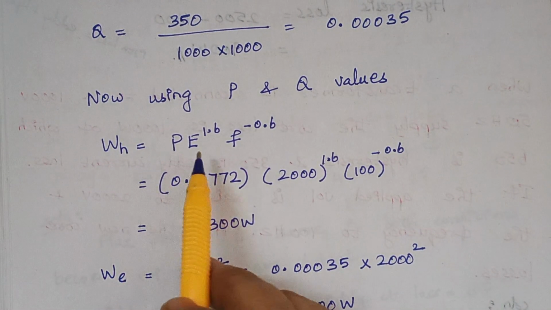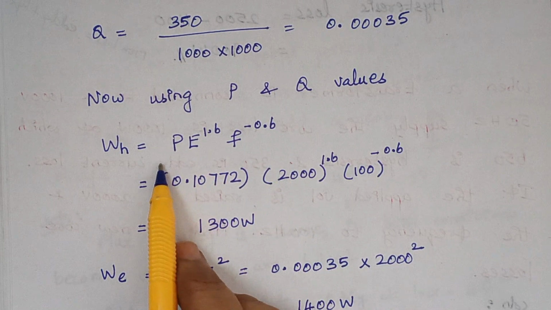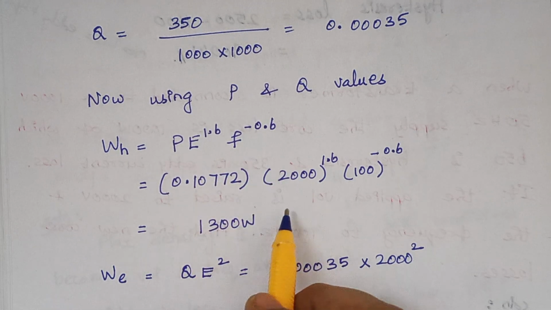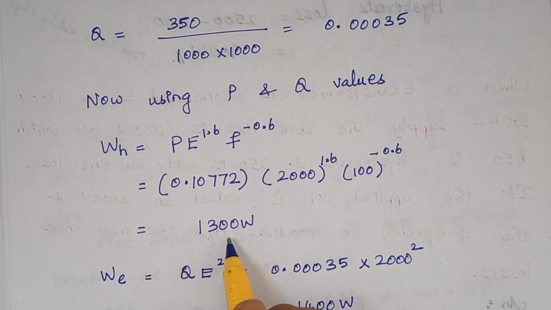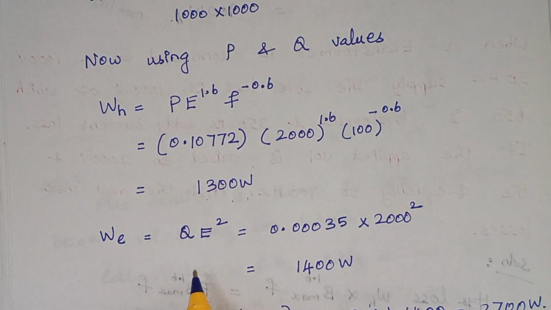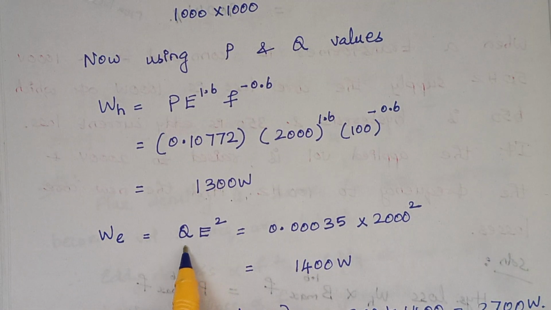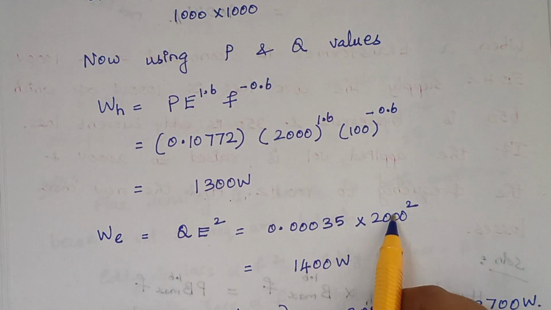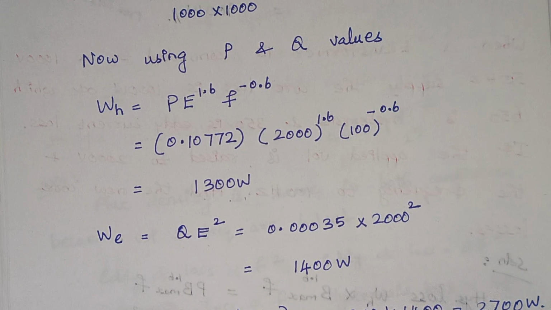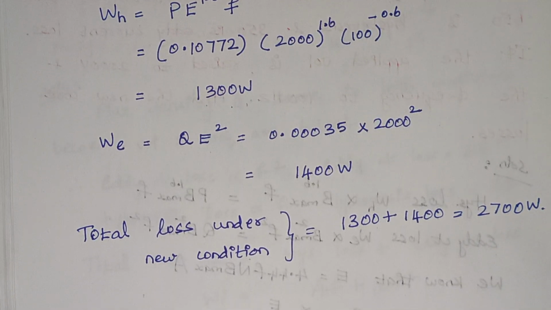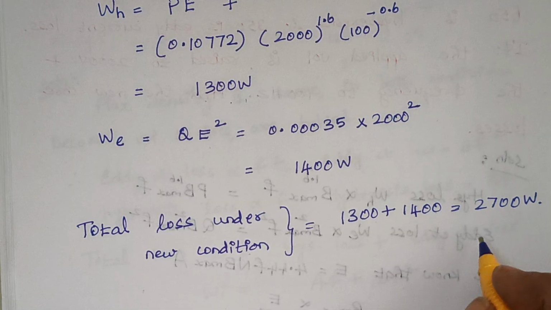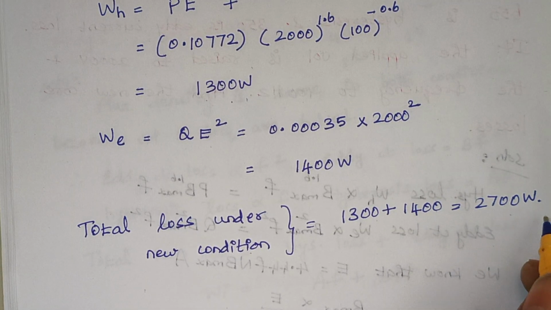So hysteresis loss is given by this equation. Here I know the value of P. The value of E and F are given in the problem. Just substitute it and here we got the answer as 1300 watt. And again here WE is given by Q E square. So we know the value of Q and the value of E. So just substitute and here we get the eddy current loss as 1400 watt. So what is the total loss now? Total loss is, you have to sum these two values. So just add this and the final answer is 2700 watt. Right.